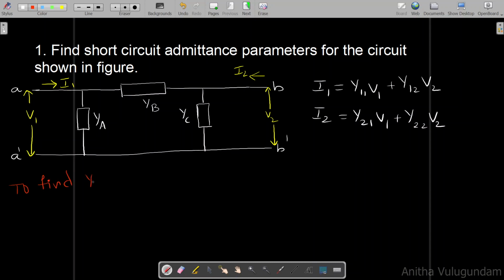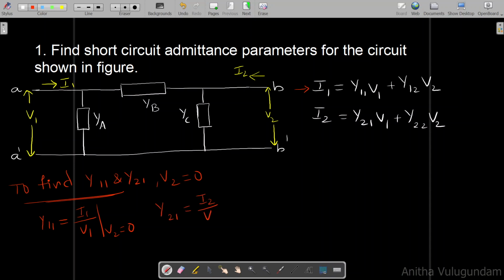To find Y11 and Y21, V2 should be equal to 0. You can observe from the main equations here. To find Y11, from the first equation you can see Y11 equal to I1 by V1 when V2 equal to 0, and Y21 equal to I2 divided by V1 when V2 equal to 0.